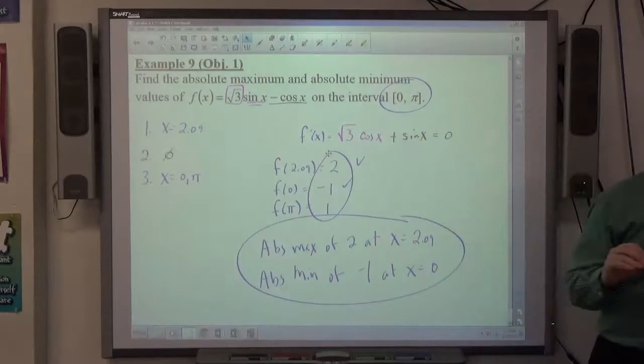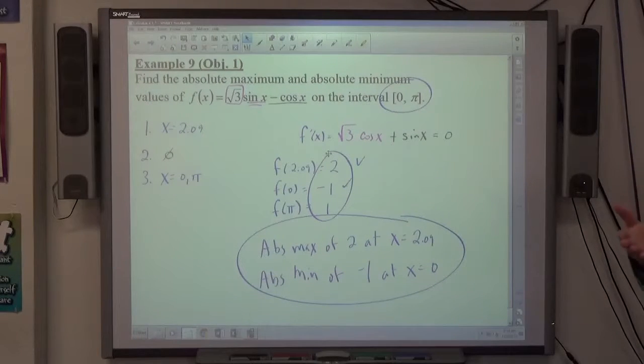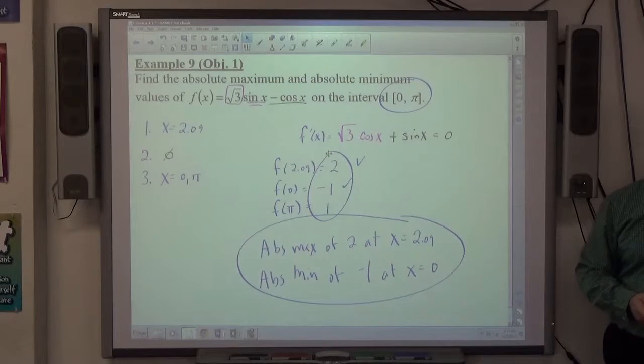Always give me the answers like that: absolute maximum or absolute minimum, the y value, at the x value. So make sure you write your answers like that. Again, feel free to abbreviate absolute max, absolute min. That's fine with me. Just make sure you give me the right numerical values for them.